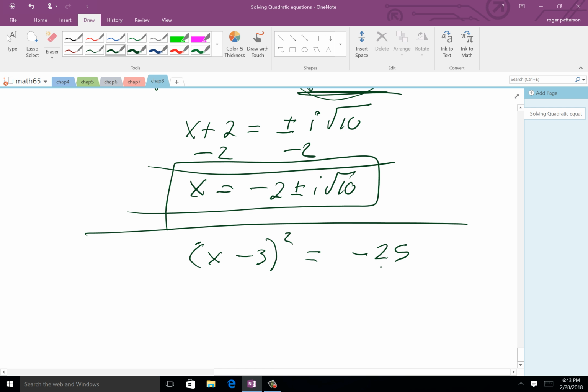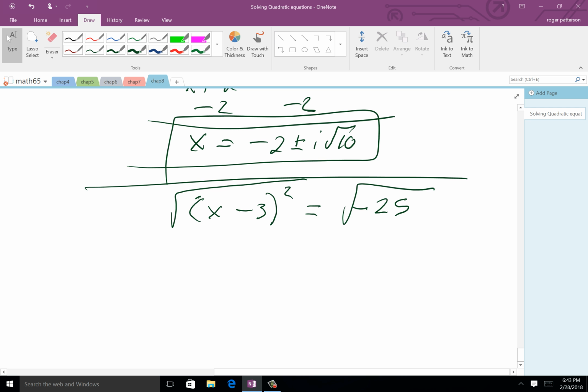Okay, so let's say we have one like this. Obviously, what's our first step going to be? Yeah, we're still solving, so we're going to take the square root. So what are we going to get on the left side? Yeah, x minus 3, because the square and square root go away. What about on the right side over here, though? We got a negative, so that means we have an i.